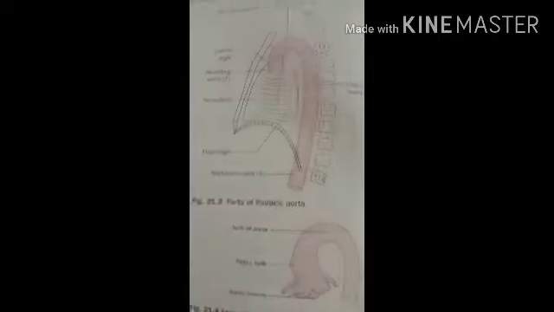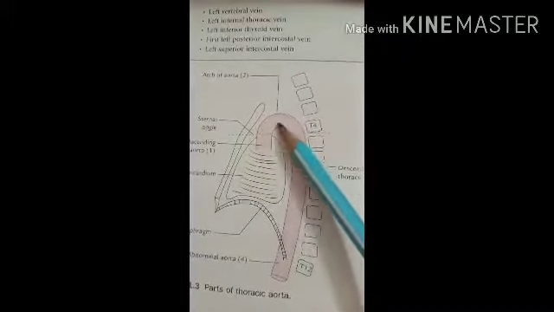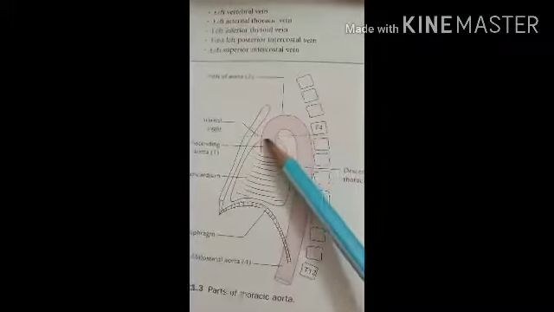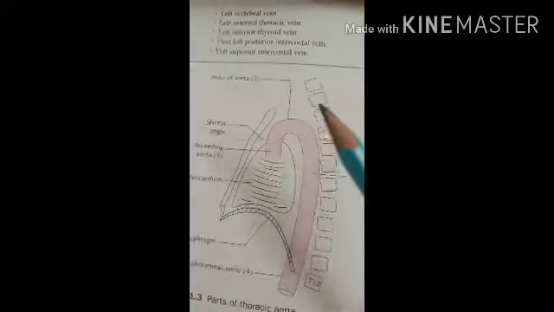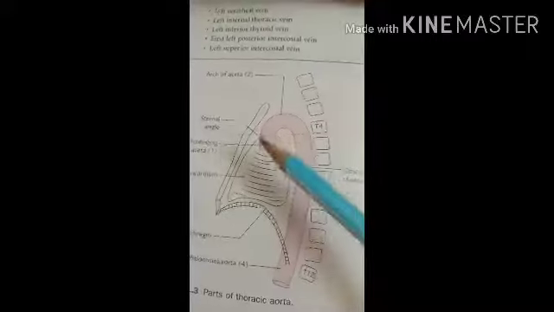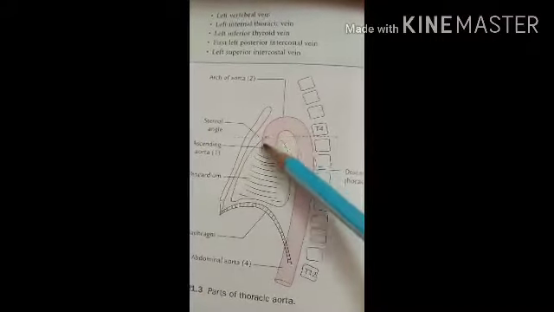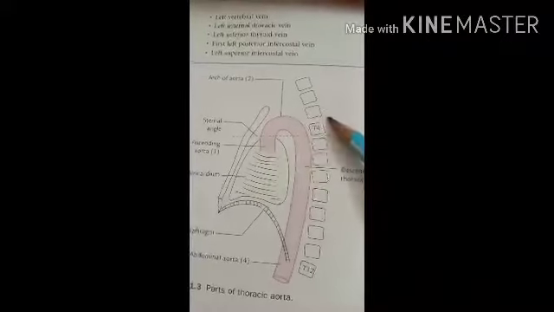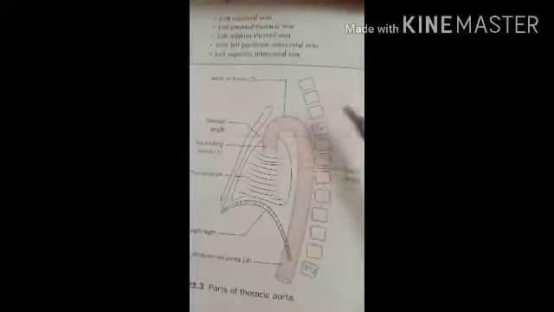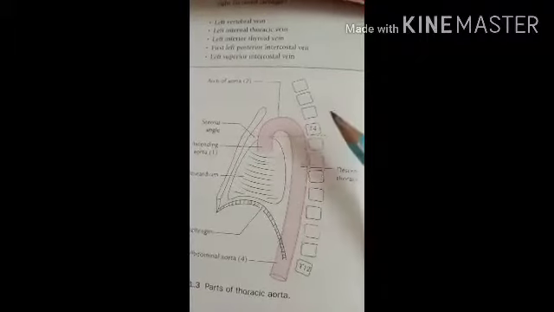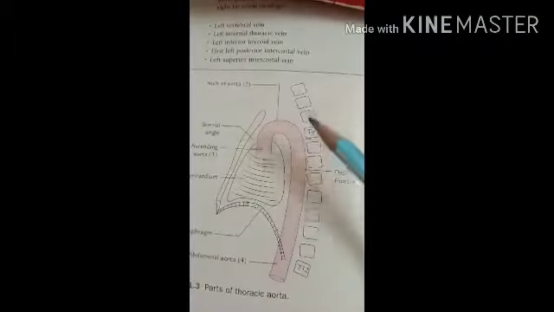Then after that we have to see the arch of the aorta, this one. The arch of the aorta is the continuation of the ascending aorta. Where the ascending aorta ends, the arch of the aorta starts, and it is located in the superior mediastinum behind the lower half of the manubrium sterni. Here you can see the manubrium sterni, this one, and it is located behind the lower half of the manubrium sterni. This is the arch of the aorta.